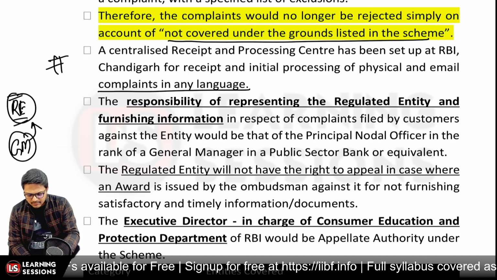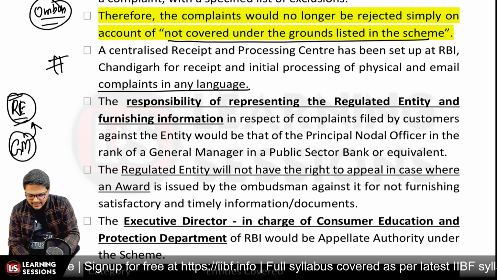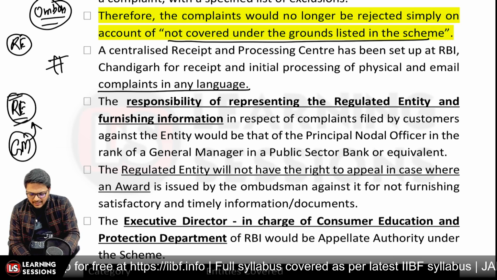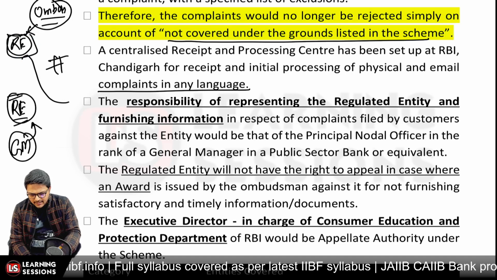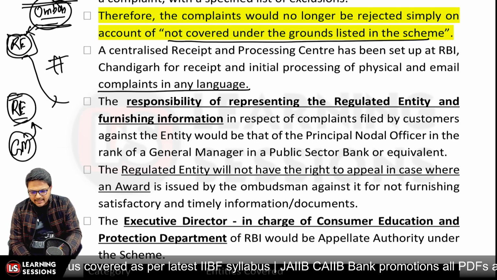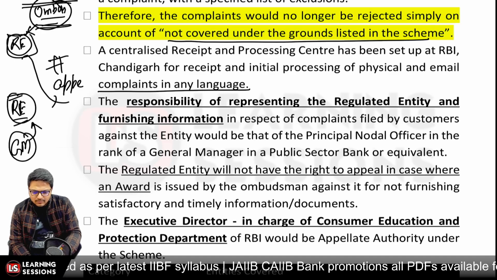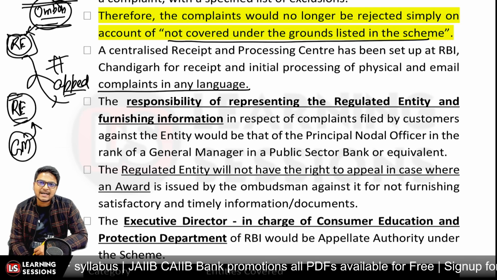Let's take the case where the ombudsman asked the regulated entity to submit some information, but the regulated entity failed to do so, and the award has been passed by the ombudsman. In that scenario, the regulated entity cannot appeal for the same. No appeal will be allowed in that scenario.